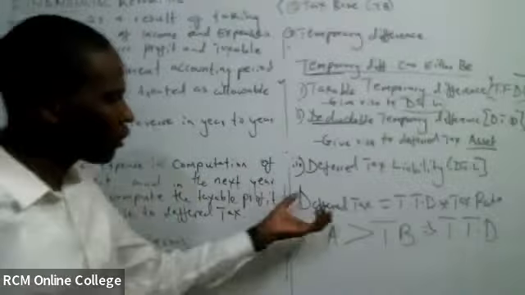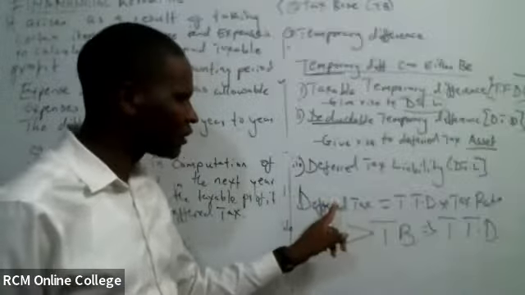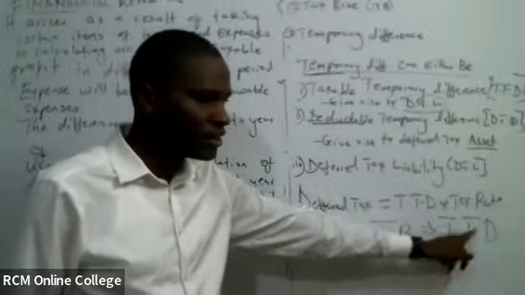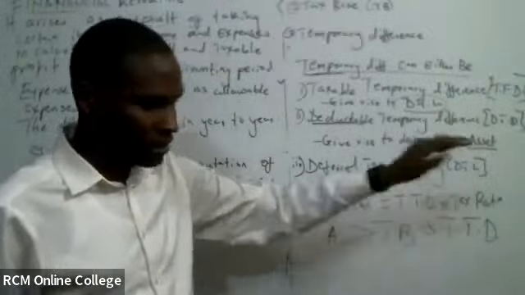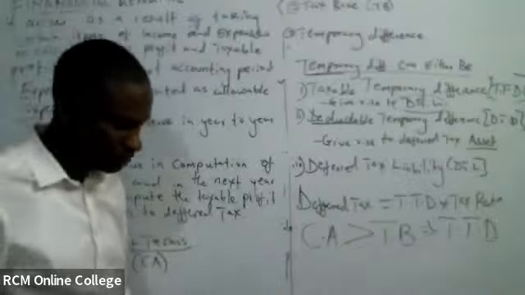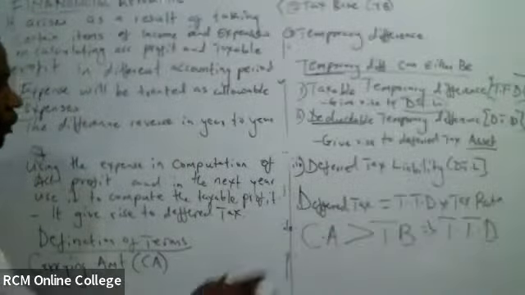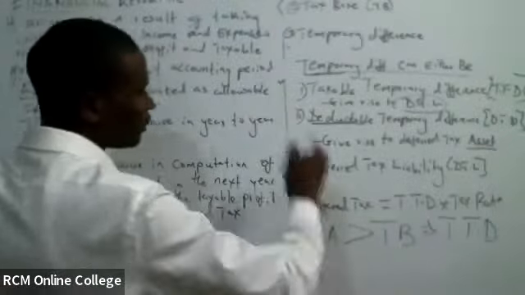So if you want now to get the deferred tax for that, just take the TTD given times the tax rate. That is under what? If you want to understand the TTD.